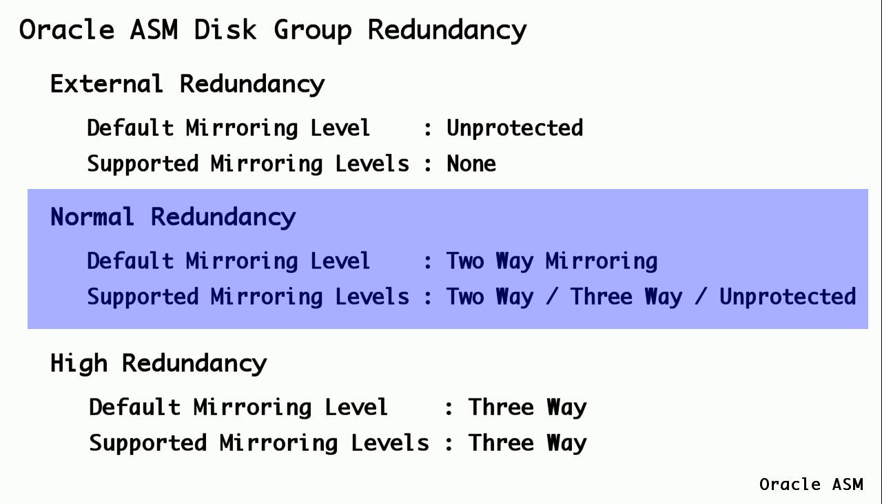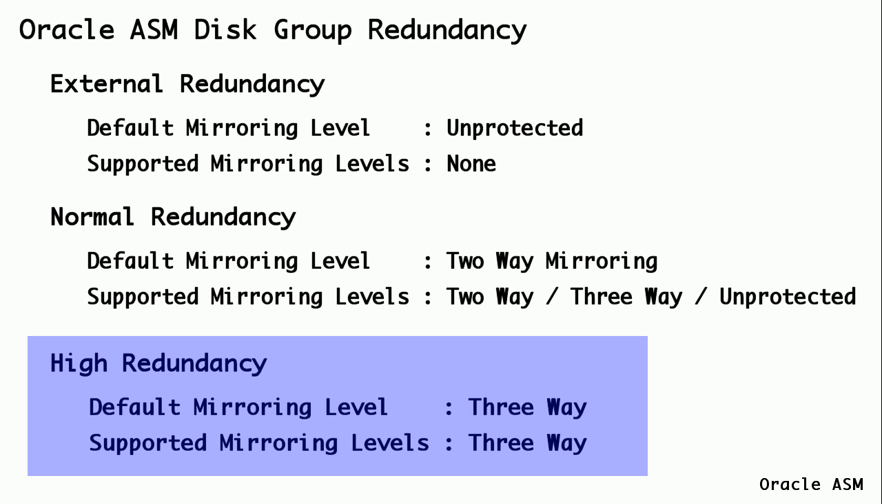With 3-way mirroring, 3 copies are maintained for every extent. This is high redundancy option. Optionally, it is possible to disable mirroring for some files in normal redundancy disk groups. Normal redundancy disk group requires minimum of 2 ASM disks in 2 failure groups.